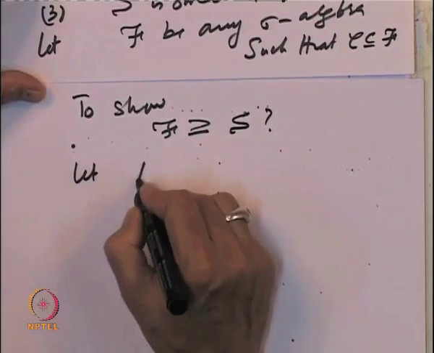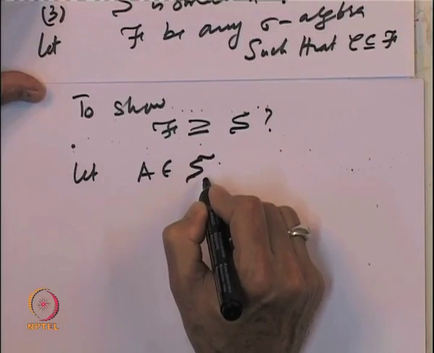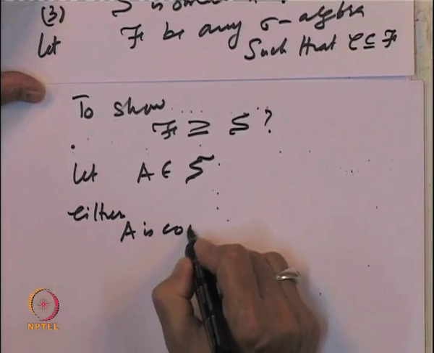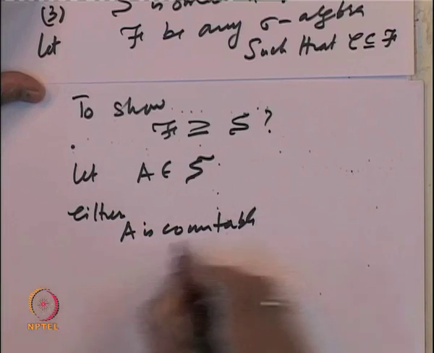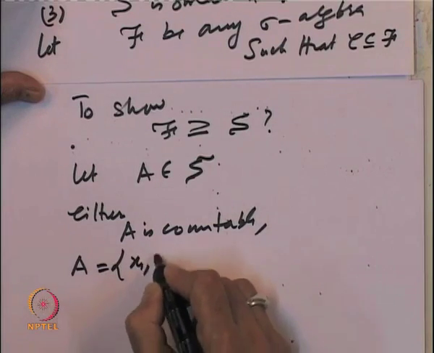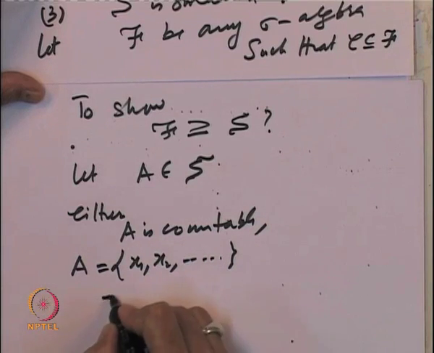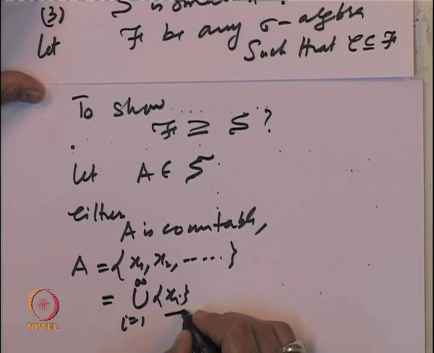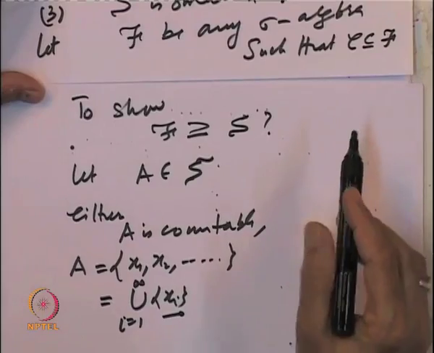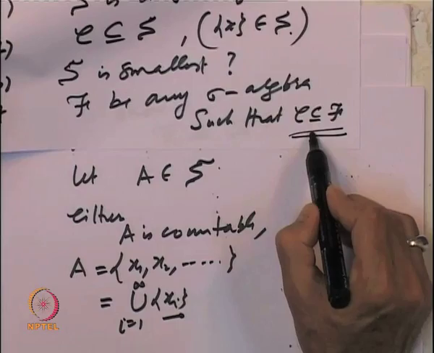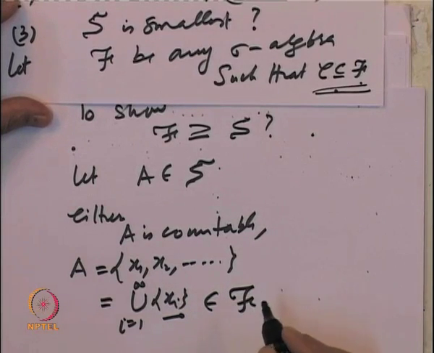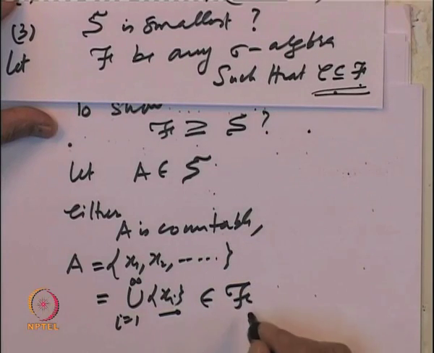Let A belong to S. Two cases arise. Either A is countable, in which case A can be written as x1, x2 and so on, which is a union of singletons over i equal to 1 to infinity, and each xi is an element of C. Since C is inside F, every singleton belongs to F, and F is a sigma algebra, so this union belongs to F. So if A is countable, then it belongs to F.